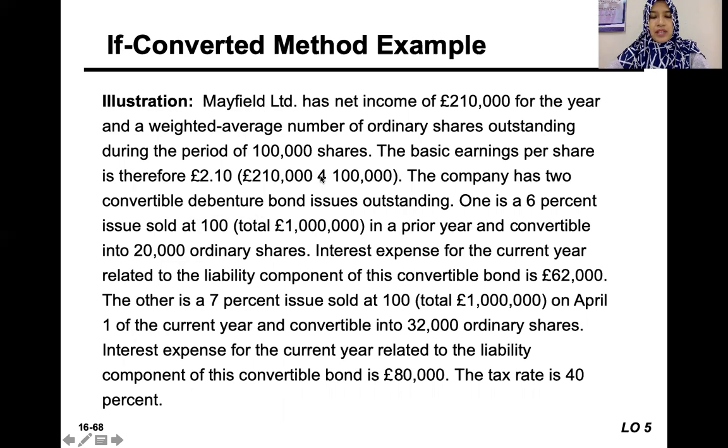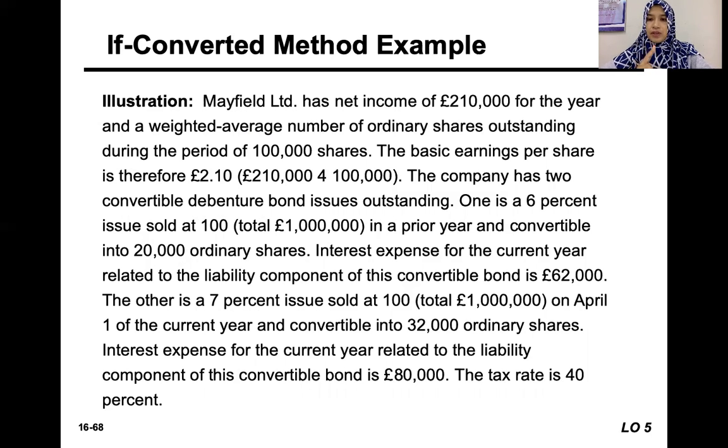The company has two convertible debenture bonds. One is a 6% issue sold at 100 in a prior year, convertible into 20,000 ordinary shares. Interest expense for the current year related to the liability component of this convertible bond is 60,000. The other is a 7% issue sold at 100 on April 1st of the current year and convertible into 32,000 ordinary shares. Interest expense for the current year related to the liability is 80,000.